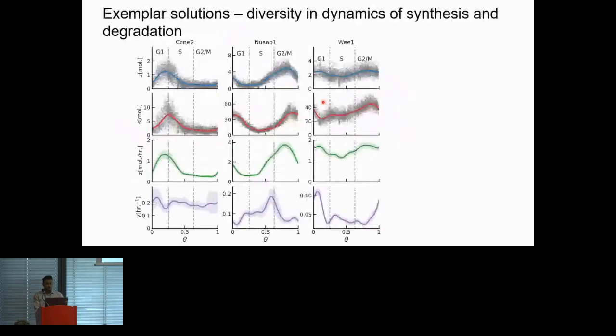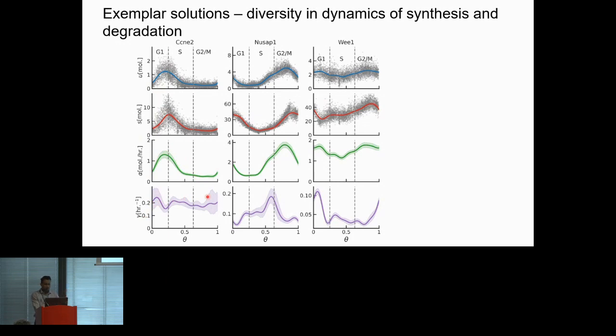Okay. So here I'm showing some exemplar solutions, and I'm demonstrating the diversity in the dynamics. So this we already saw, CCNE, this is the unspliced and spliced levels. We see that it has a peak during the G1S transition, which is what we expect. Now looking at the rates, we see that the synthesis goes up during G1 phase and then goes down during synthesis. And we see that the degradation more or less stays flat.